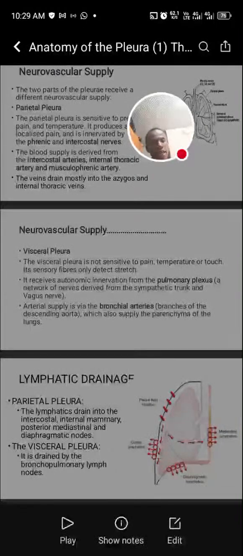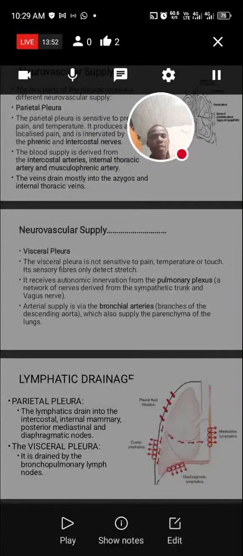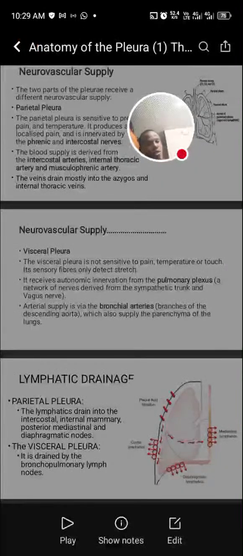Now, arterial supply, the bronchial artery branches. Okay, let's move on. Bronchial artery, that is branches of the aorta. Branches of the aorta. All right.